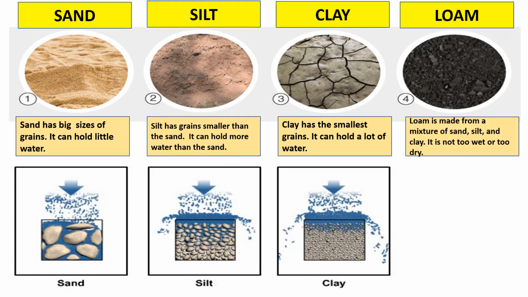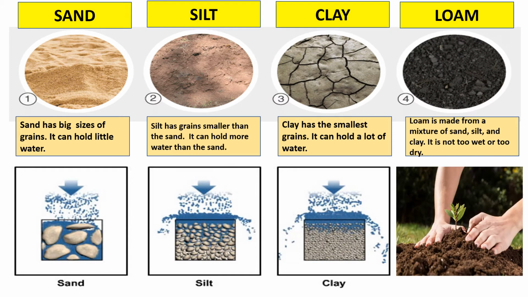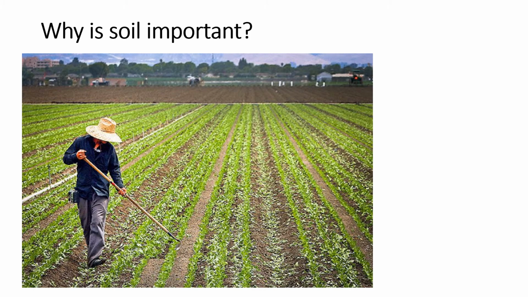And loam is made from a mixture of sand, silt, and clay. It is not too wet or dry. Many plants grow best in loam. Soil is a natural resource, remember? A natural resource is a material on earth that is necessary or useful to people.